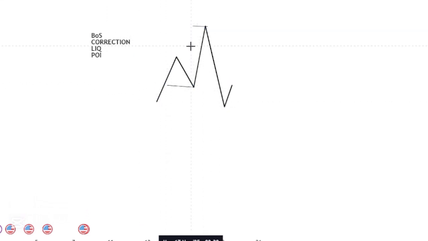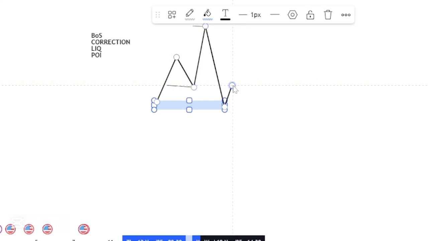Remember, break of structure, which is this, giving us this recent high. Then I want to see a correction, which is the second part. As price is correcting, I want to see price doing what? Clearing liquidity, and this is the liquidity. Then the next point is what? Point of interest, and that is where we take our buy from. From there, you take your buy.